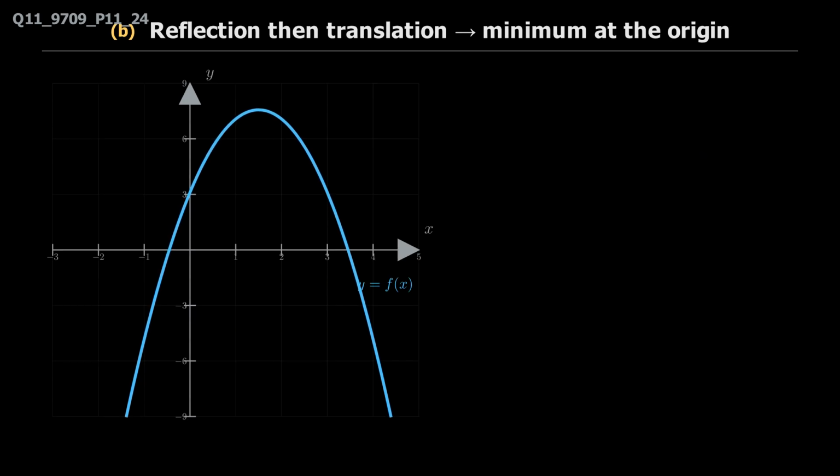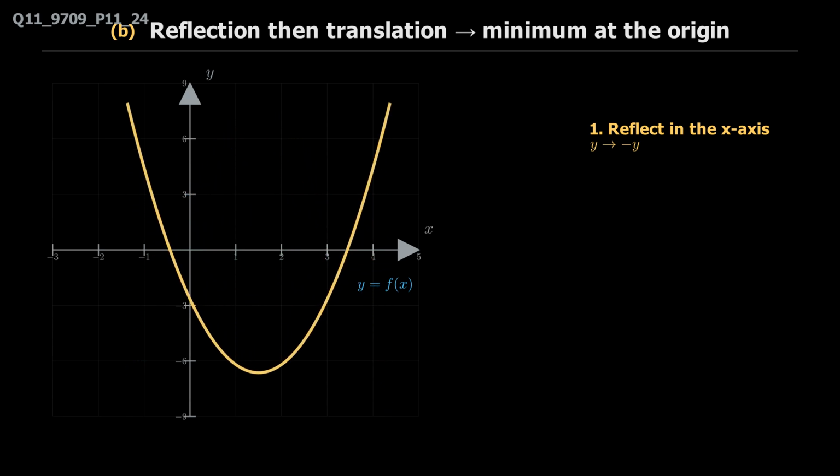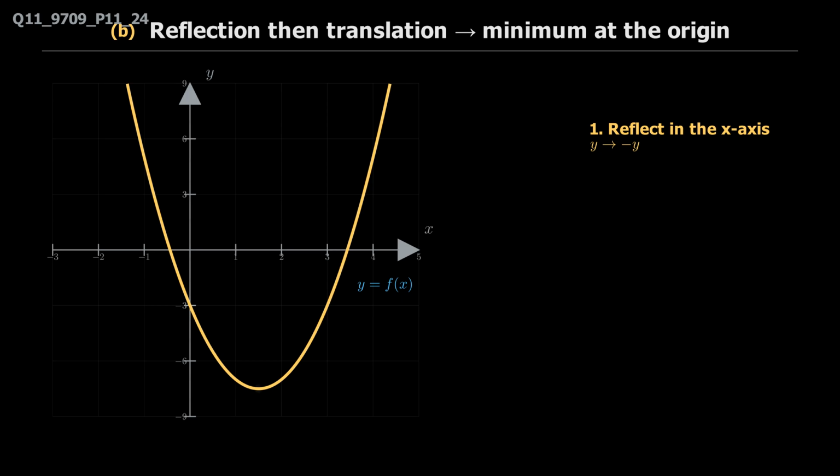Part B. Start from y equals f of x, then apply 2 transformations. First, reflect in the x-axis, replace y by negative y. The maximum becomes a minimum below the axis.